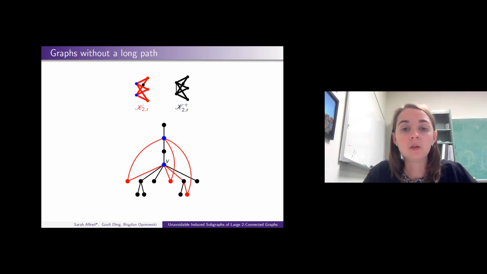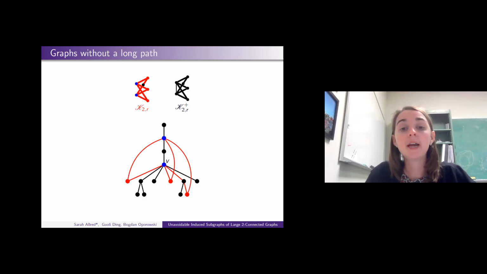And then when we do that, we'll get a member of this family, K2R. You can see we have the blue vertices that are in the bipartition of size 2 and the red vertices that are in the bipartition of size R.